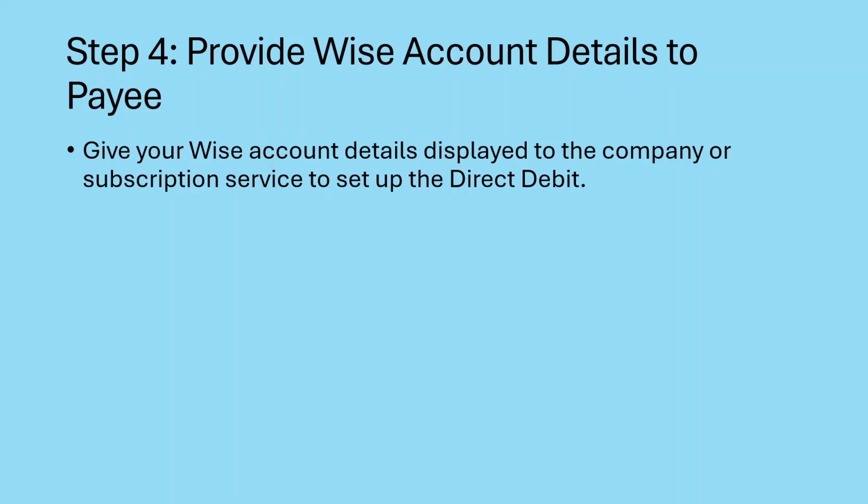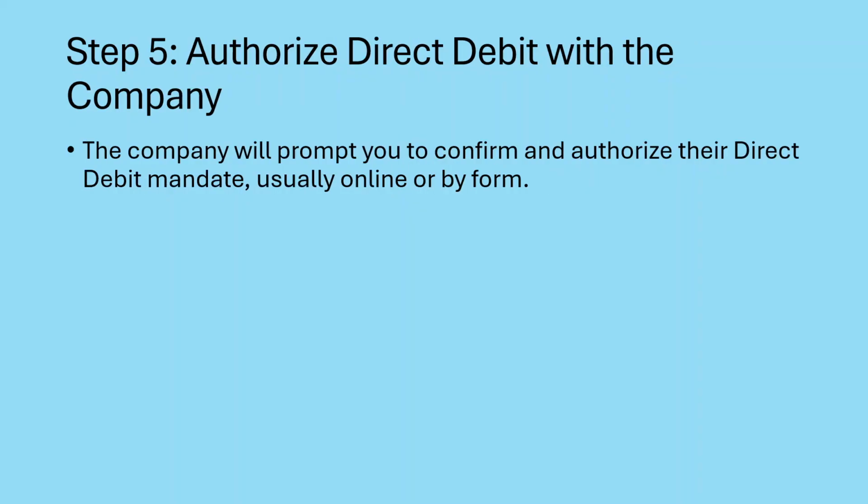Step 4. Provide Wise account details to payee. Give your Wise account details displayed to the company or subscription service to set up the direct debit. Step 5. Authorize direct debit with the company. The company will prompt you to confirm and authorize their direct debit mandate, usually online or by form.